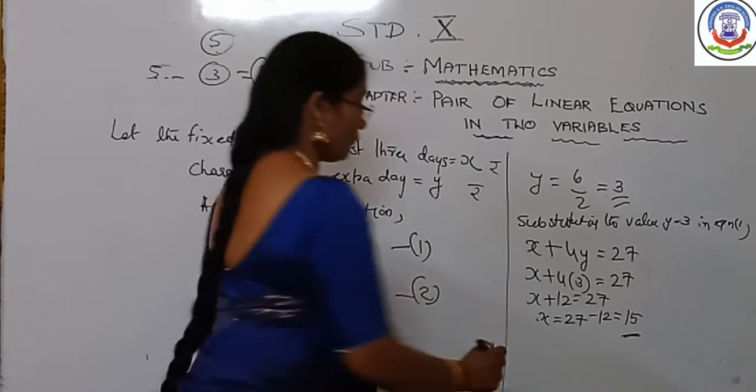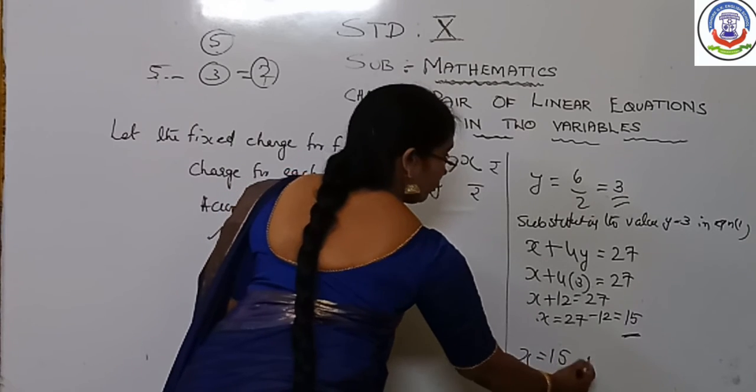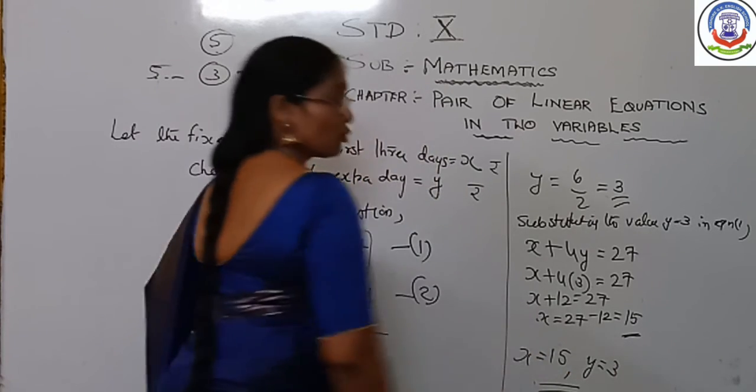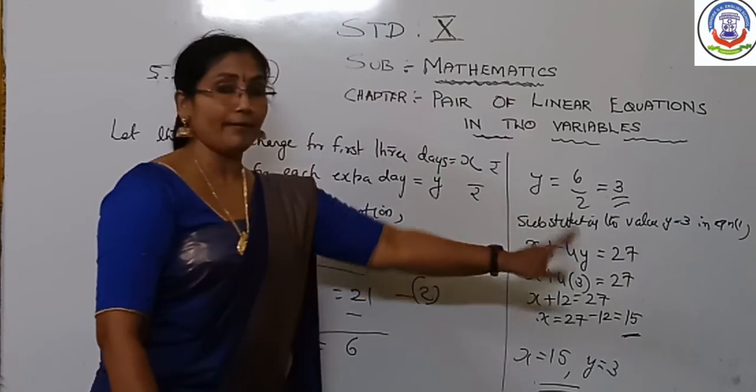That means X is equal to 15 and Y equal to 3. That is the required solution of our answer. That is 15 rupees and 3 rupees.